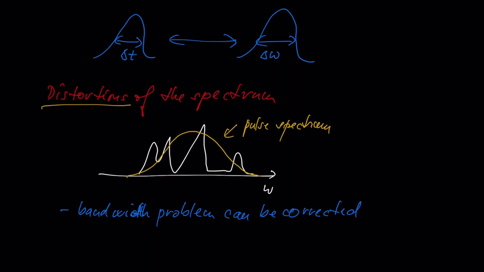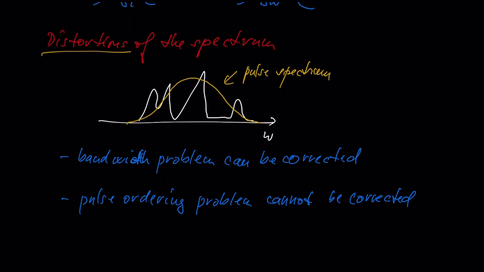However, the pulse ordering problem cannot be corrected. We just have to assume or hope that this is not going to spoil the picture that we get from the spectroscopy entirely. I mean, here it's true that as the pulses get shorter, the problems get smaller, but for situations in which more than one pulse or more than two pulses overlap, this starts to be forbidding, and in some spectroscopies we therefore have to exclude certain parts of what theoretically could be a legitimate spectrum.